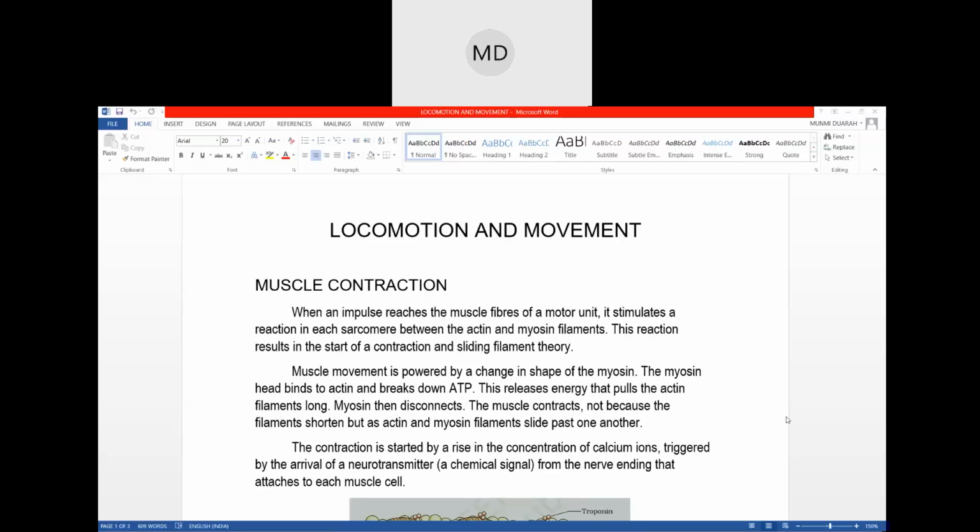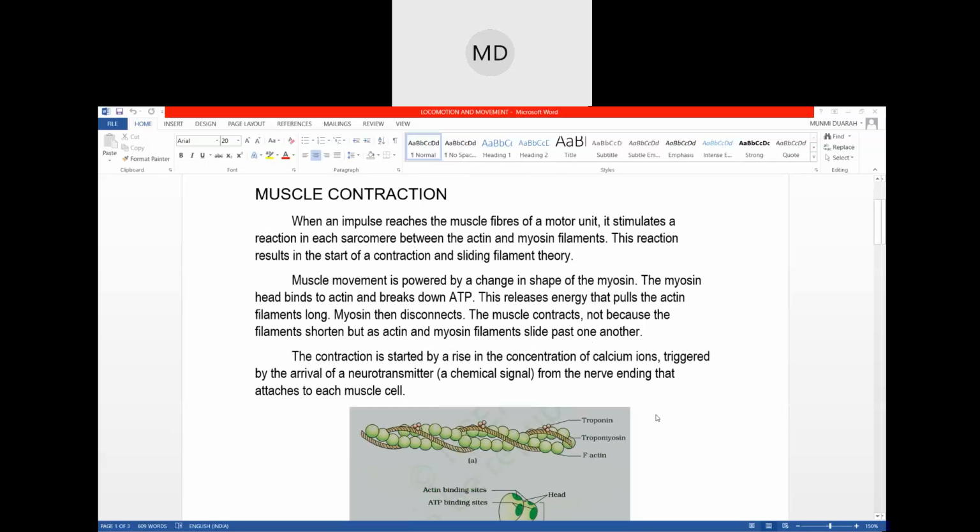See, whenever you move your hand, or make a fist, or move your fingers, or move your leg, muscle contraction is very essential. Without muscle contraction this will not occur. Bones also play a very important role, but muscle contraction also plays a very important role.